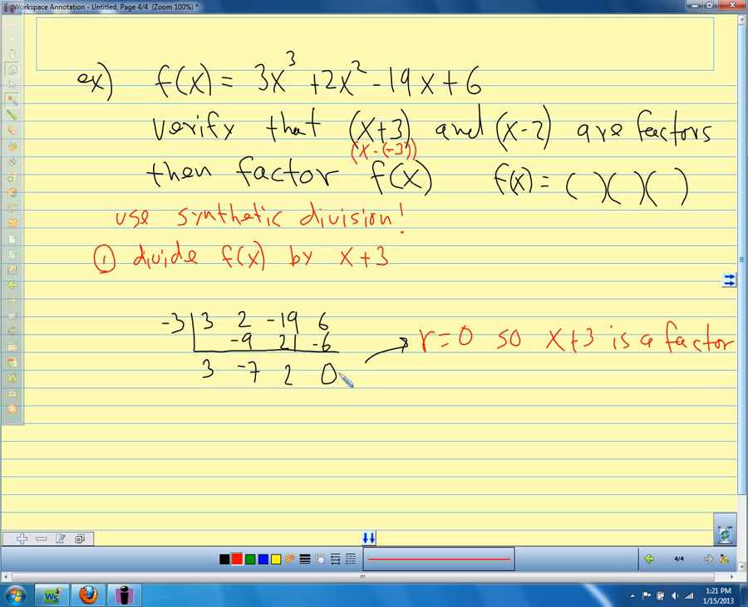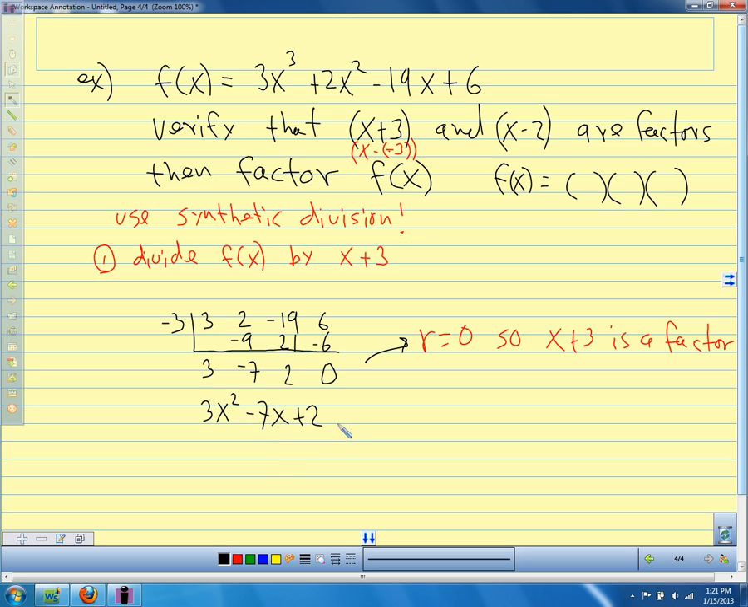Right. The remainder is always this last number here. So x plus 3 is a factor. My remainder is 0. Now when I did my division, this is 3x squared minus 7x plus 2.